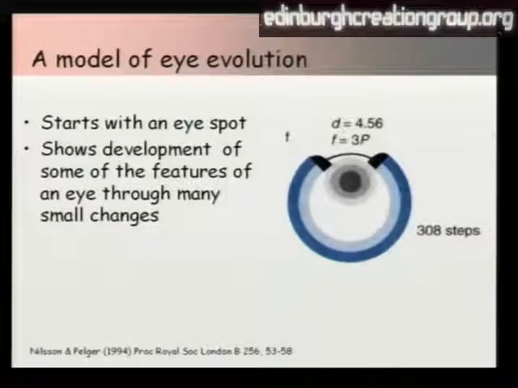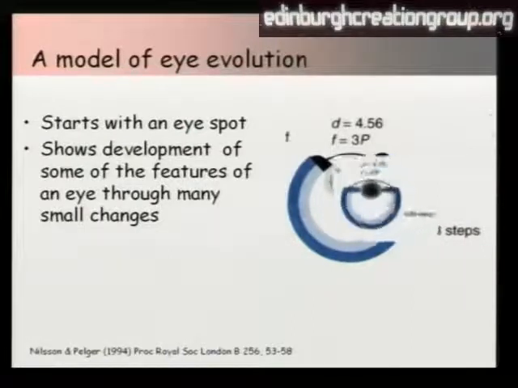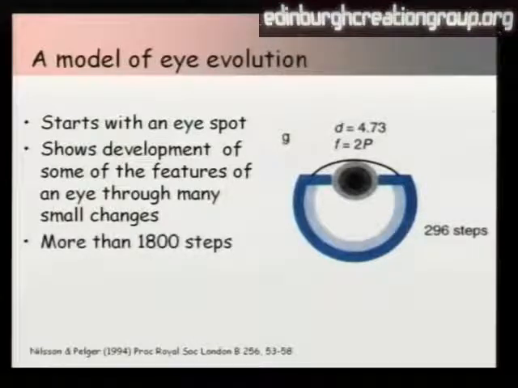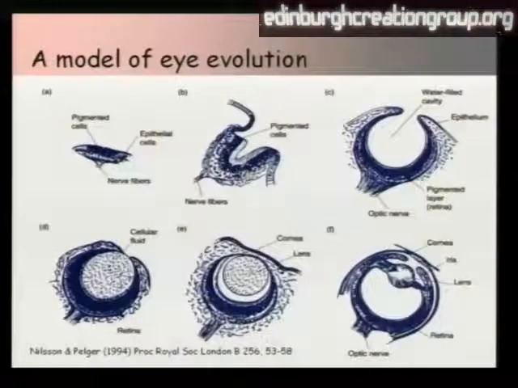And here they add some more features. You get the lens added, and you get a cornea added. And they claim that in about 1,800 steps you can evolve from an eye spot to a rather complicated eye like the eye that we have. So far, so good. There are a few problems, though. We'll come to that in a minute.